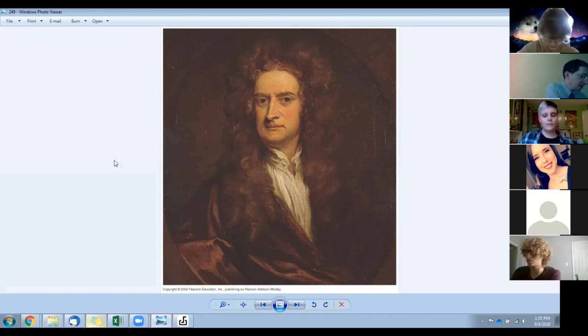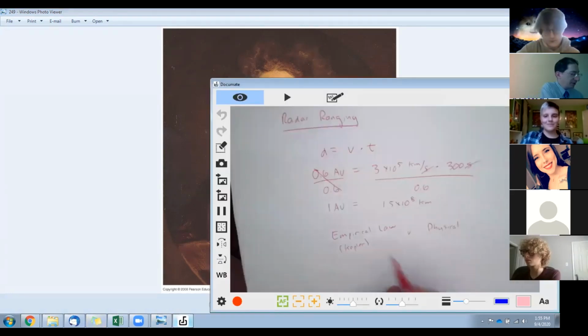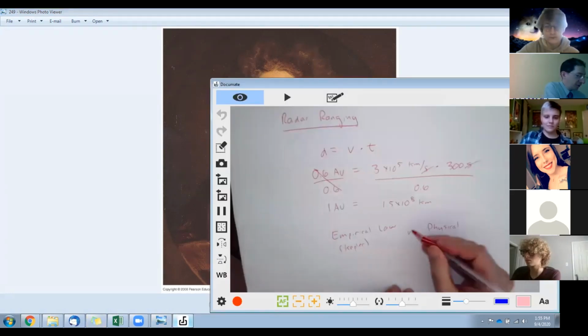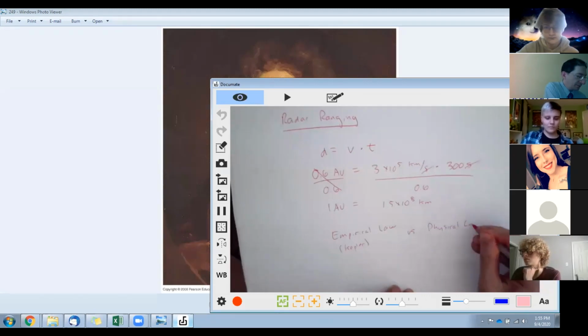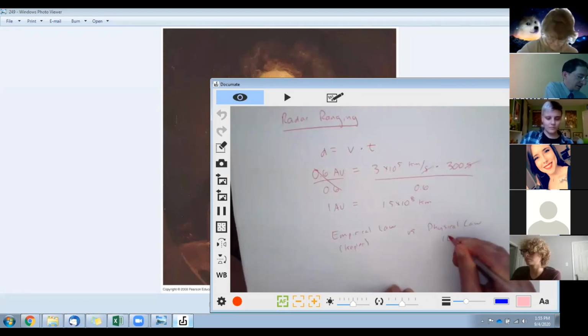So empirical law, it's a W. Damn it, I'm right. Doc Cam. Yep. Empirical law with Kepler versus physical law introduced by Newton.